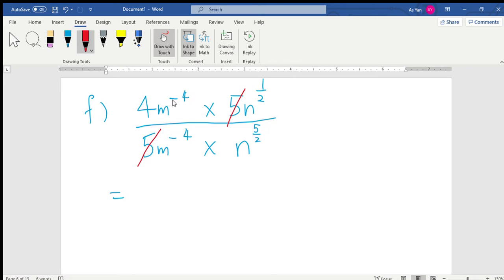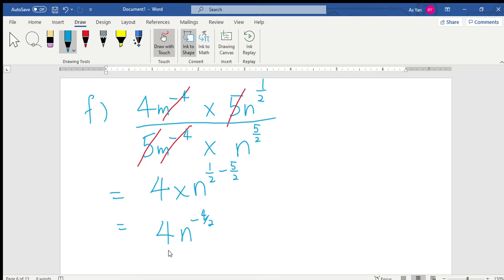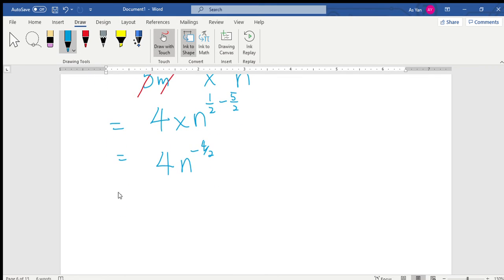Then m to the power of negative 4 and m to the power of negative 4 can cut. Now we solve for the 4 and n. Okay, 4 times with n to the power of 1 over 2. Divide means minus, so minus 5 over 2. So 1 over 2 minus 5 over 2 is negative 4 over 2, which equals negative 2. So equals to 4n to the power of negative 2.